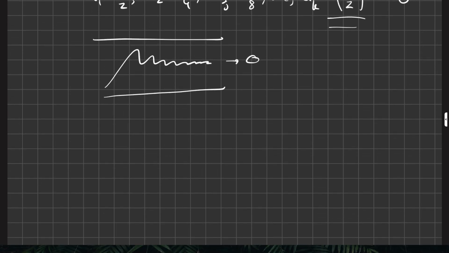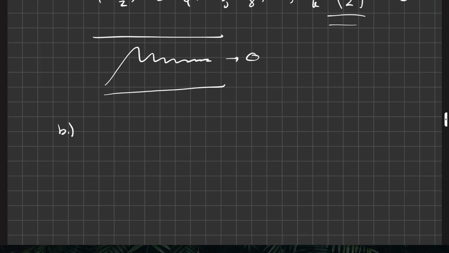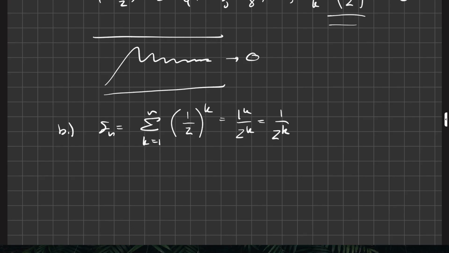Okay, but for part B, we want to sketch a plot of the sequence S sub n. So S sub n is our partial sum of 1 over 2 to the power of k. Also, hopefully everyone's okay with me writing this as (1/2) to the power of k, right? If we distributed this, we'd have 1 to the k over 2 to the k, which is just 1 over 2 to the k, which is what we started with. So that's why I'm writing it this way, just so it's in a more recognizable form.